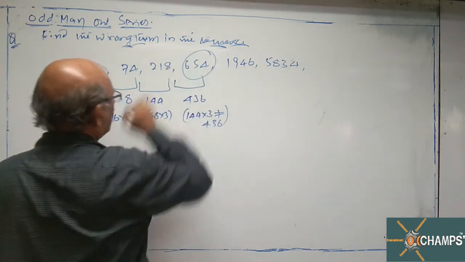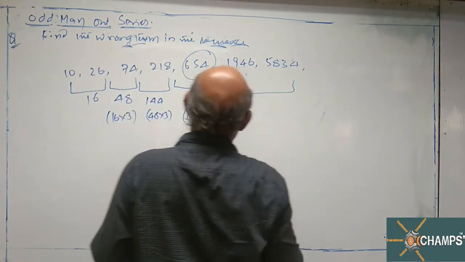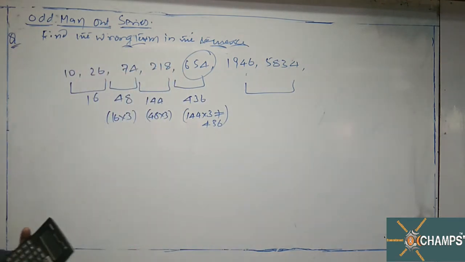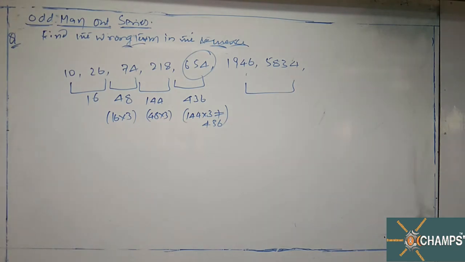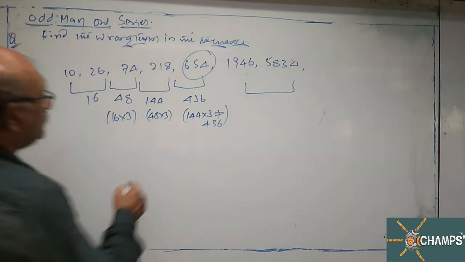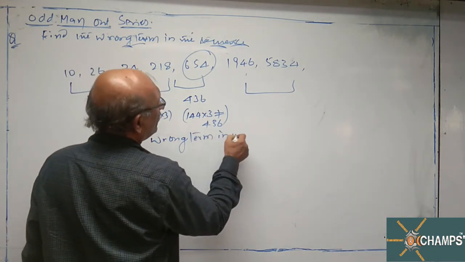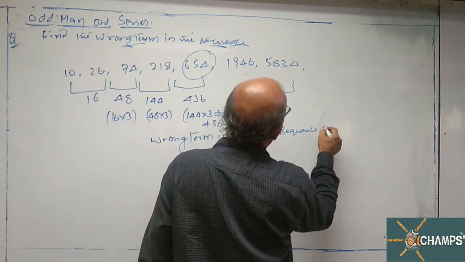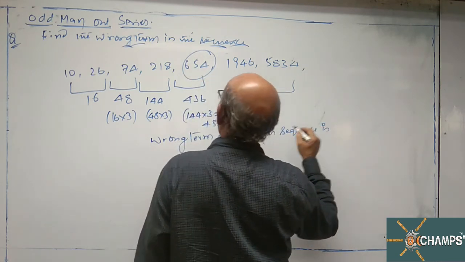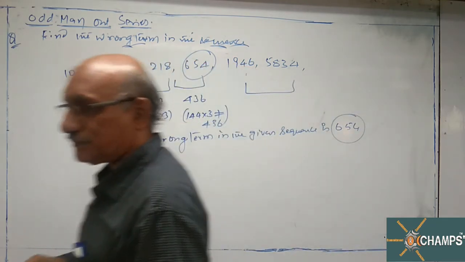So this is the wrong term in the given sequence. Wrong term in the given sequence is 654. This is the wrong.